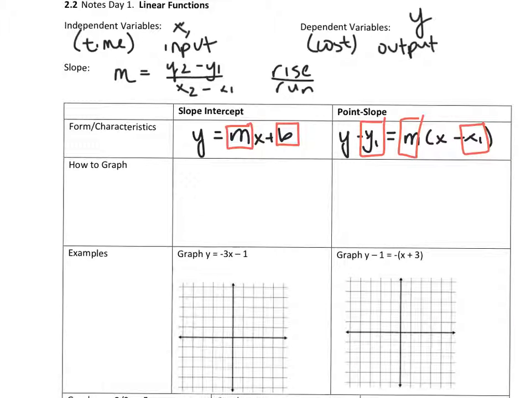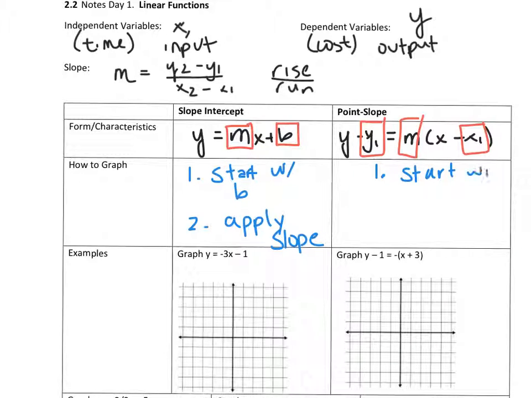When you graph in slope-intercept form, the first thing you want to do is start with b, which is the y-intercept. So you start on the y-axis, and then you apply the slope. In point-slope form, you start with x1, y1 as a point, plot it, and then you apply the slope.